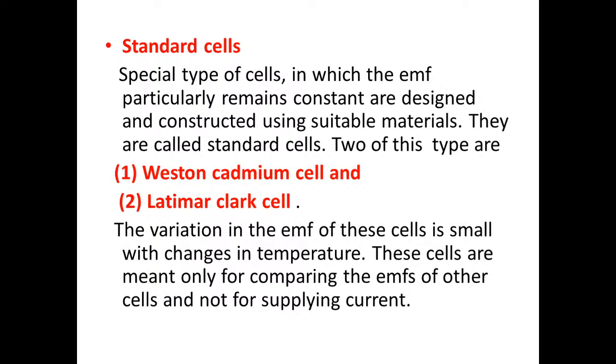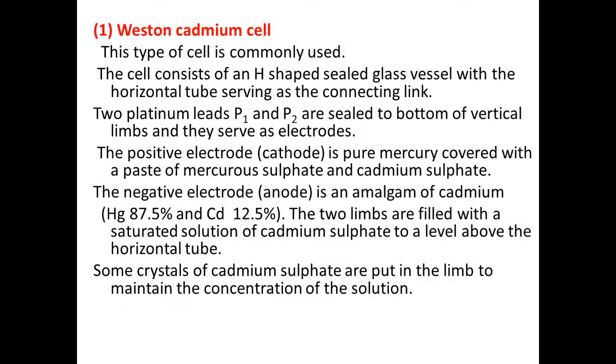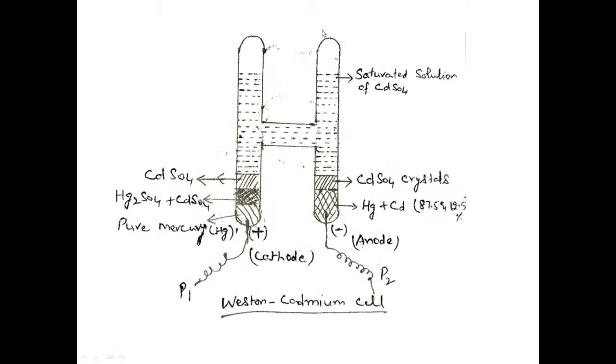So two of this type are, number one, Weston cadmium cell, and second is Latimer-Clark cell. The variation in the EMF of these cells is small with changes in temperature. These cells are meant only for comparing the EMFs of other cells and not used for supplying current in general. So first of all, Weston cadmium cell, ये इस तरीके से है. This is your Weston cadmium cell.